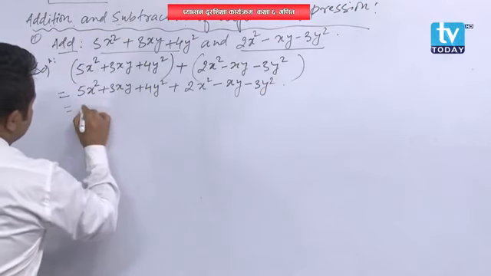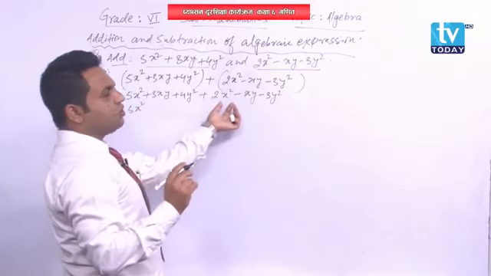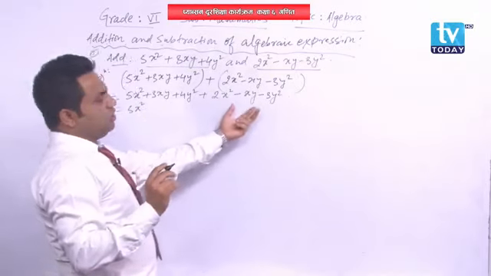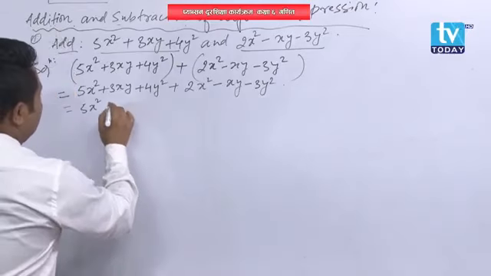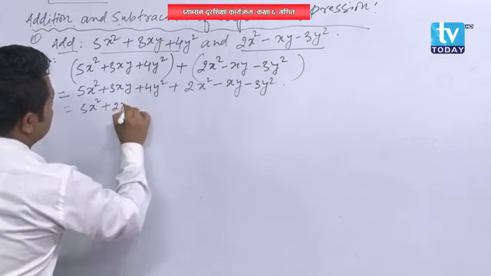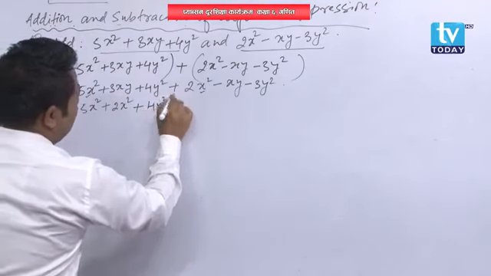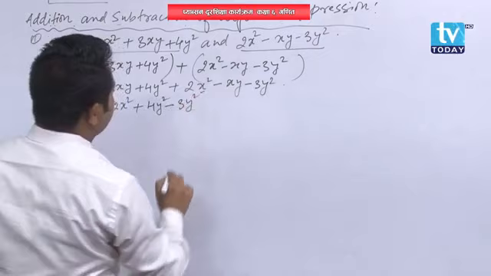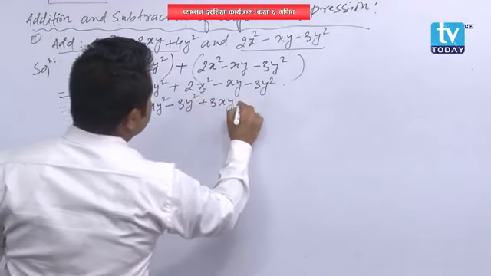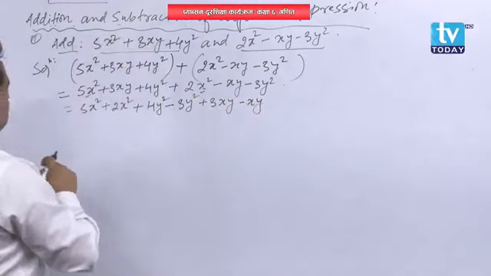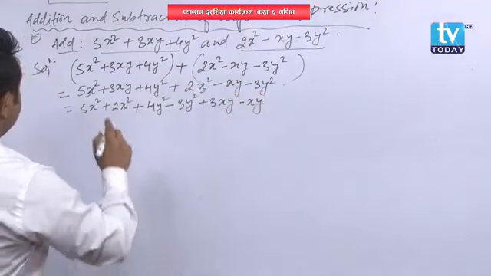Here 5x². Now we have to arrange the like terms in such a way that the x square terms you have to keep together, the xy terms you have to keep together, and the y² terms you have to keep together. Is that clear? 5x² + 2x², this term is square, plus 4y² - 3y², and another term plus 3xy - xy. Now please count the terms: 1 2 3 4 5 6, 1 2 3 4 5 6. Is that clear? There is no mistake.